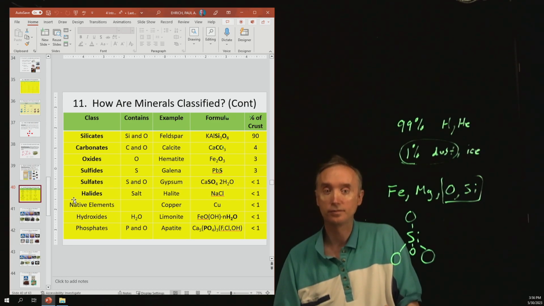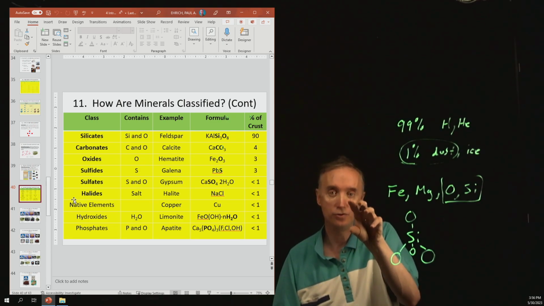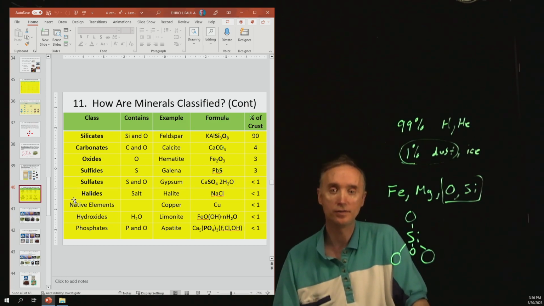Halite is a halide. So halite, halide. A halide is going to be a salt. And so you should know NaCl. So that's an important one to know. And then you can also have native elements such as gold and copper. You can also have hydrides or hydroxides, meaning that they have hydrogen in them, water, and then phosphates have phosphorus in them. So the ones that are in black, you should know the names of those kinds of minerals.